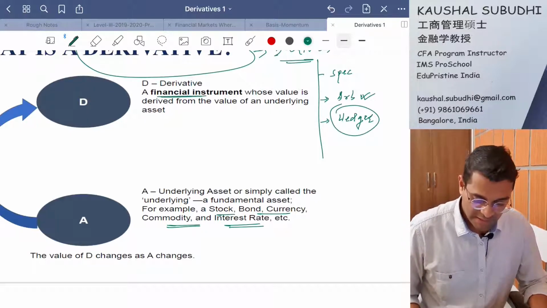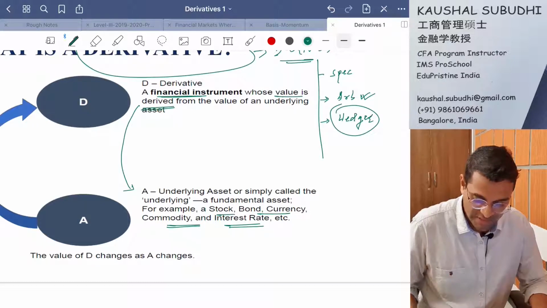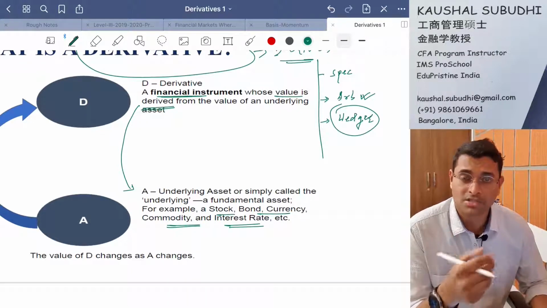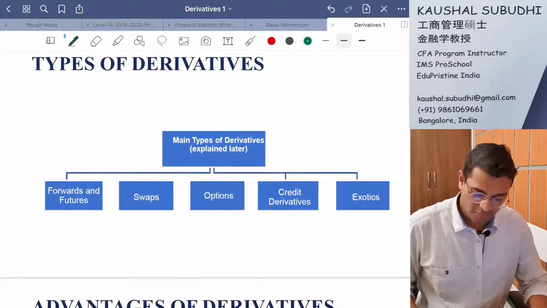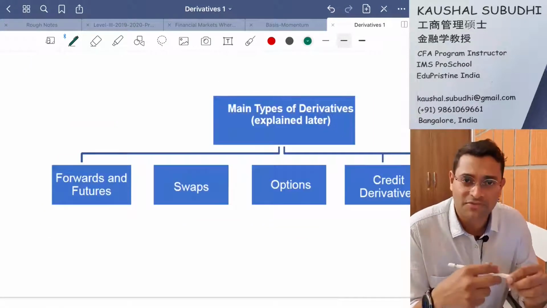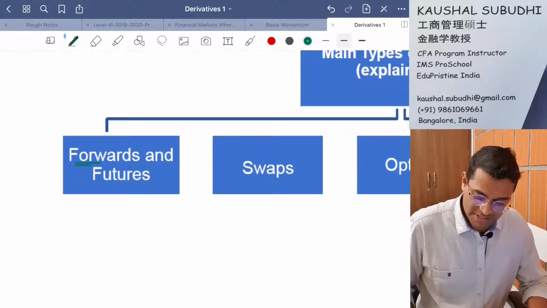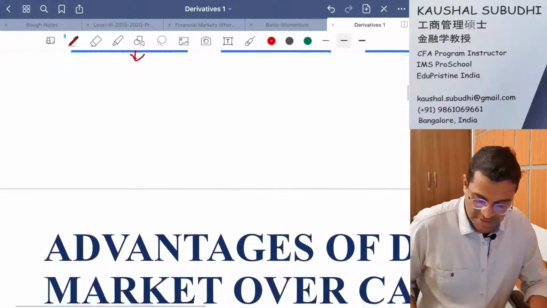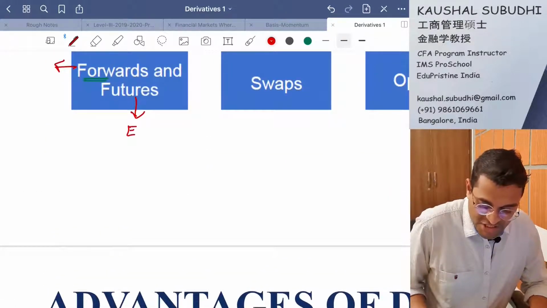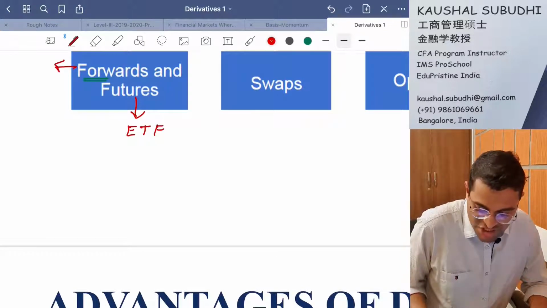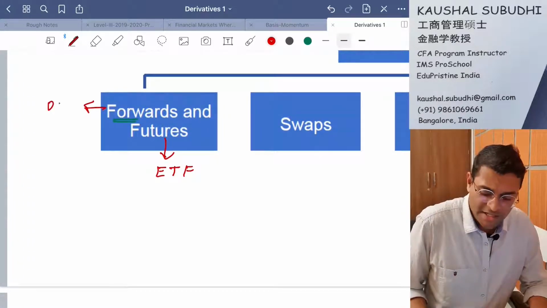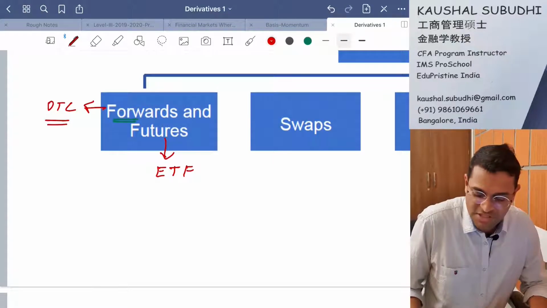So now, this is a financial instrument where the value is derived from an underlying asset, where the asset could be your equity stock, or bonds, or currency, or commodity. Moving on from there, we are trying to see what the different types of derivatives are that we are exposed to. We are exposed to forwards. In forwards and futures, the only difference is that futures are traded in the exchange traded market, and forwards are traded in the OTC, which is known as the over the counter market.